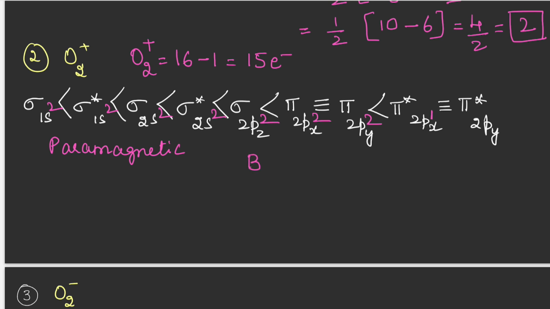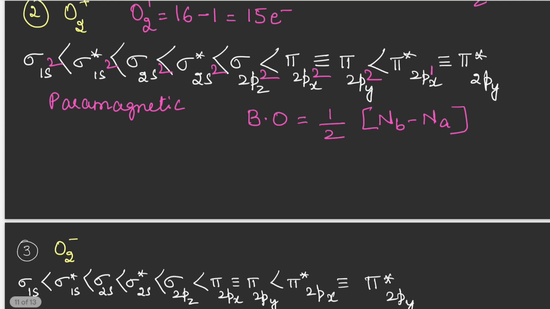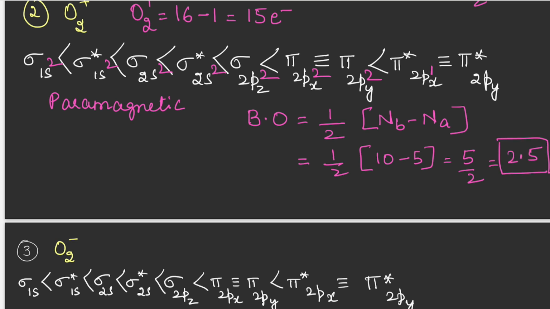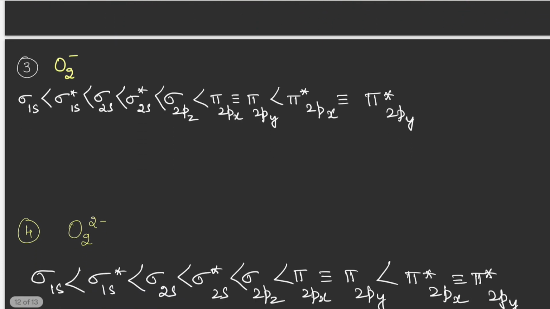Now let us calculate the bond order. What is the formula? Half into NB minus NA, that is the number of electrons in the bonding orbital minus the number of electrons in the anti-bonding molecular orbital. Half, so bonding orbital 10 electrons minus anti-bonding 5 electrons. So this is equal to 5 divided by 2, which is nothing but 2.5. So what is the bond order in O2 plus? It is 2.5.